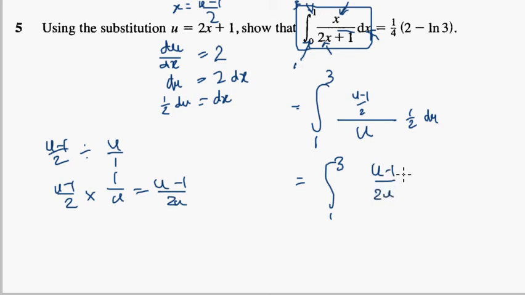But we can go one step further. If we're multiplying u minus 1 over 2u times a half, as we are here, then that 2 can go to the bottom as well, so we get u minus 1 over 4u. And let's bring the du in, because we always need to know what we're integrating with respect to. So now we're integrating u minus 1 over 4u.